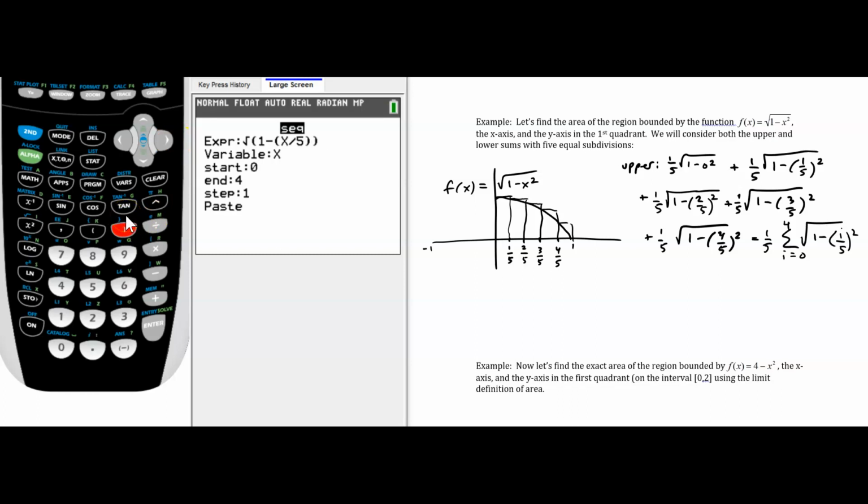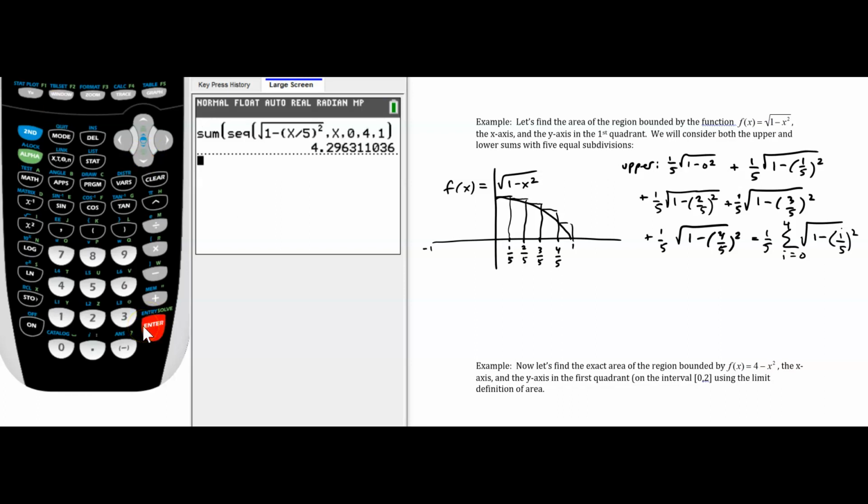Since I did not, I want x over 5 squared first. So let me go back a little bit. I'm going to start over. I'm going to say square root 1 minus parentheses x divided by 5, close parentheses, squared, close parentheses. By not closing those parentheses before, that's why it was including all of that other stuff inside the square root. So make sure that you close those parentheses. I'm actually really glad that I just made that mistake. So we go down, we hit paste, and press enter.